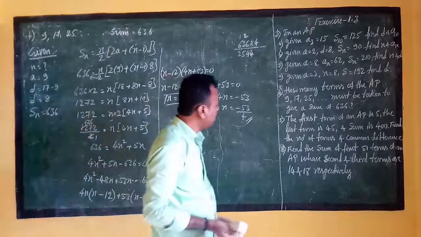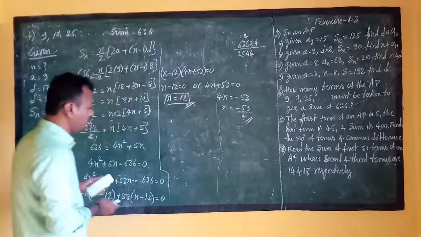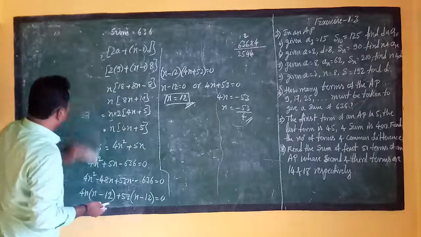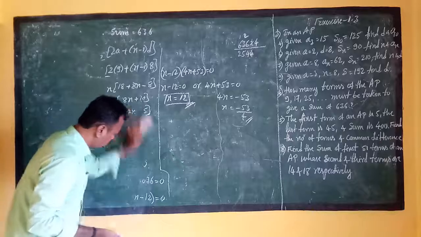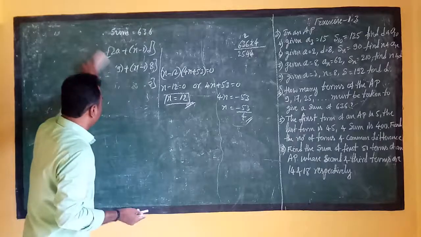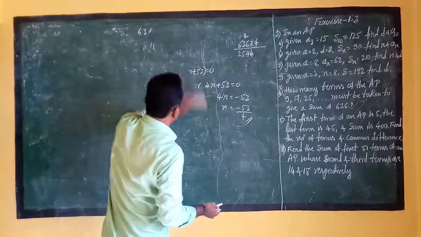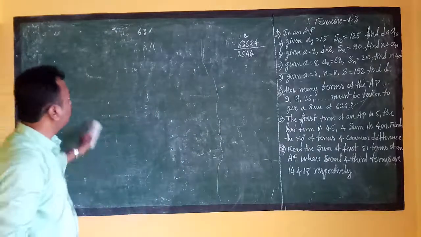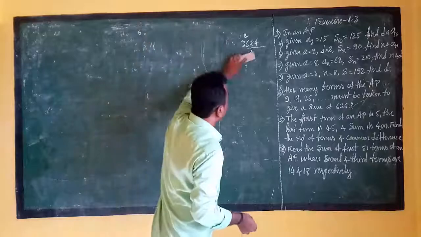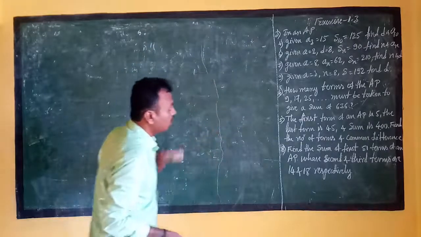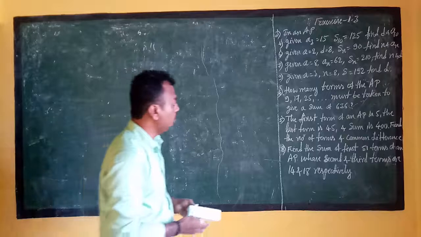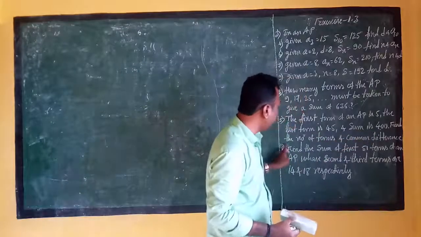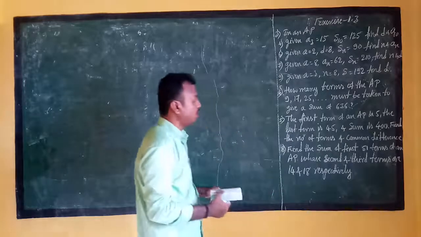And then question number 5. I will go into question number 5. Yes. What is the given question number 5? The first term of an AP is 5. The last term is 45. The sum is 400. Find the number of terms and the common difference.